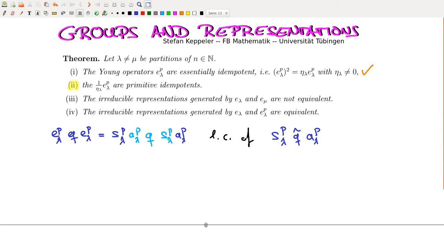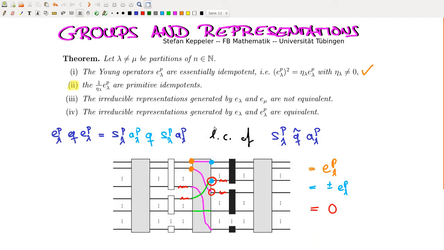But these are the things we just studied. We saw that by introducing this additional swapping of lines somewhere here in the middle, sometimes we will get 0, and sometimes we do get something non-zero, and what we get is always the Young operator itself or minus the Young operator. So that was our criterion for primitivity, and we showed this. This expression here is always proportional to E_λP for all Q.